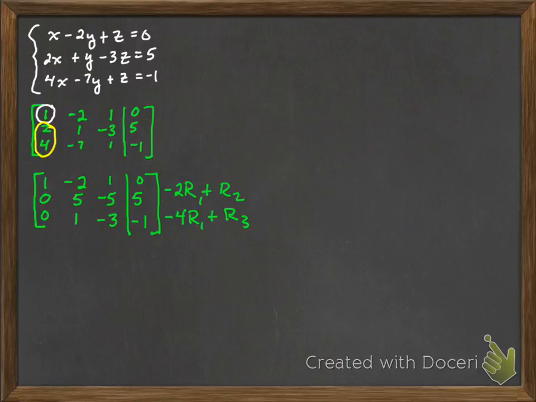All right, so once we have this 1 here and zeros underneath it, once that has occurred, we are completely done with row 1. Row 1 will not change. We're not going to do anything else to it. So what I'm going to do is just rewrite row 1 down here.